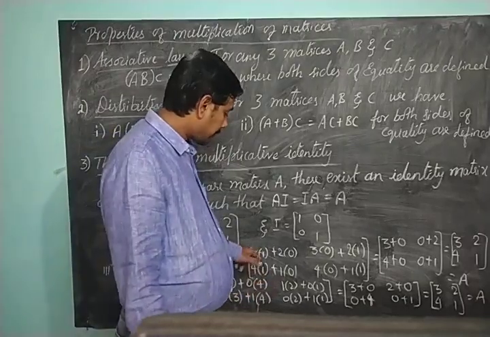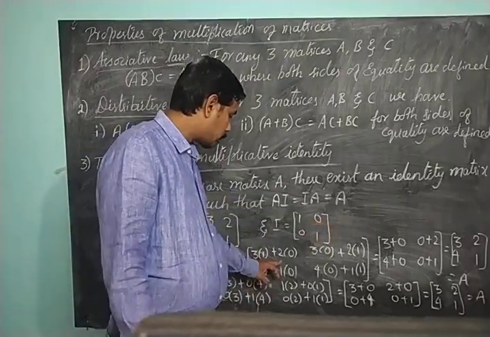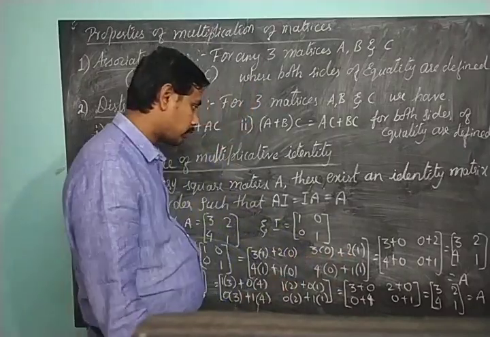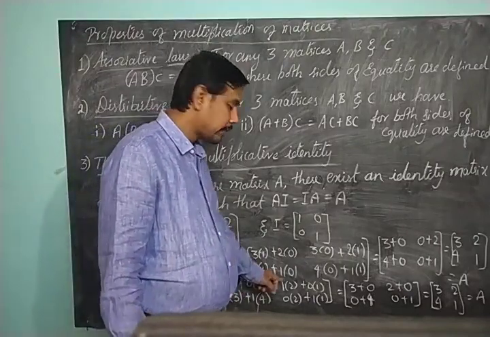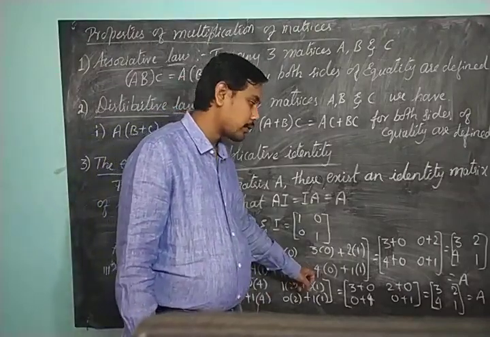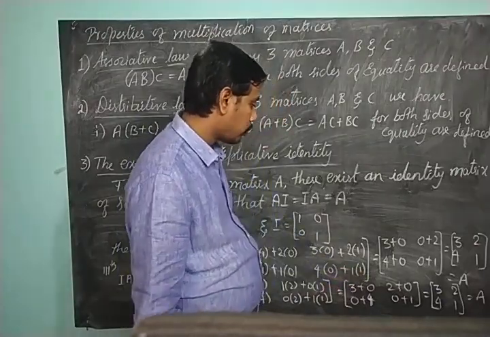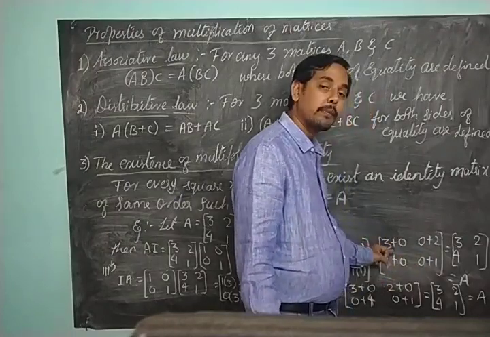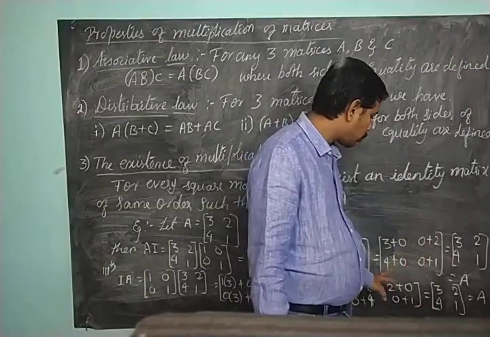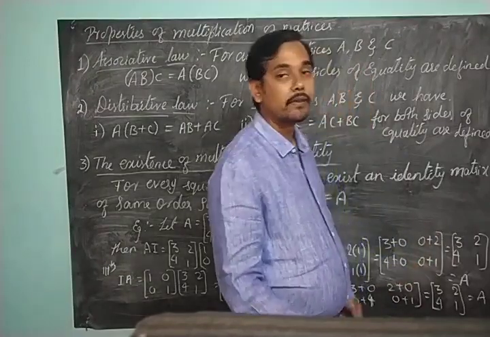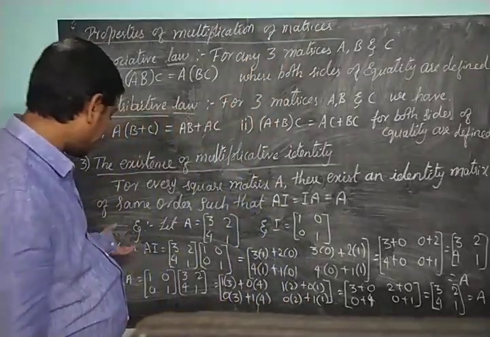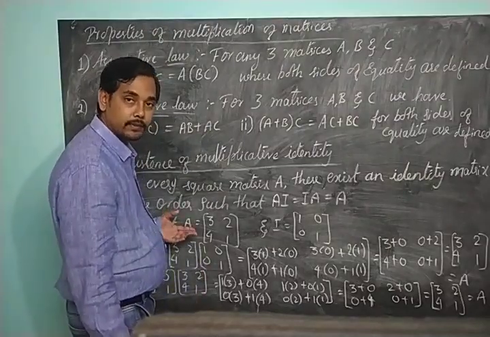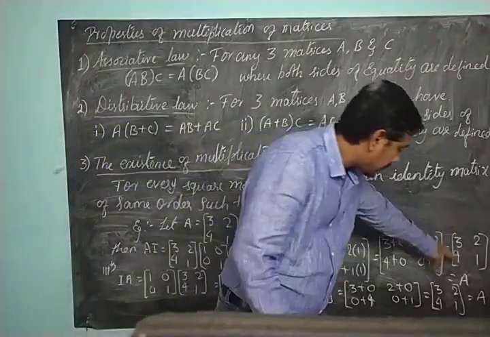Right? Now what will be these values? 3 into 1 is 3. 2 into 0 is 0. 3 into 0 is 0. 2 into 1 is, sorry, 2. Then 4 into 1 is 4. 1 into 0 is 0. Then 4 into 0 is 0 and 1 into 1 is 1. So what are we left with? 3 plus 0, 0 plus 2, 4 plus 0 and 0 plus 1. What is 3 plus 0? 3. What is 0 plus 2? 2. 4 plus 0 is 4 and 0 plus 1 is 1. So what is the final matrix we got by multiplying A and I? That is 3, 2, 4, 1. Is it not equal to matrix A? Definitely it is equal to matrix A.